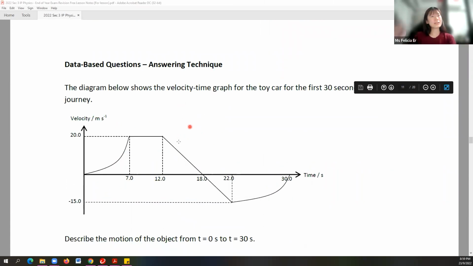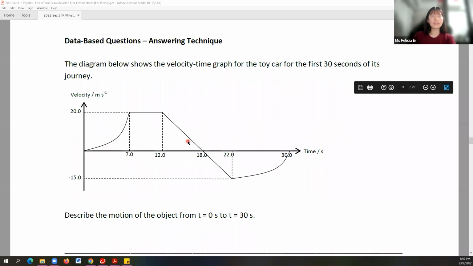Okay, so yes, after going through the content, let's try to answer a worksheet question, an exam question. The question says that the diagram below shows the velocity time graph for a toy car for the first 30 seconds of its journey. They are asking you to describe the motion.